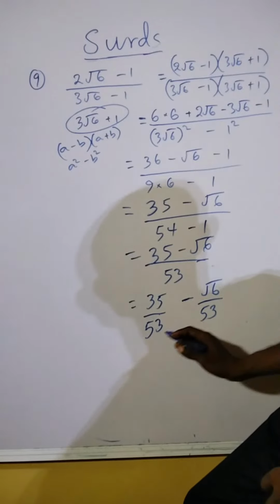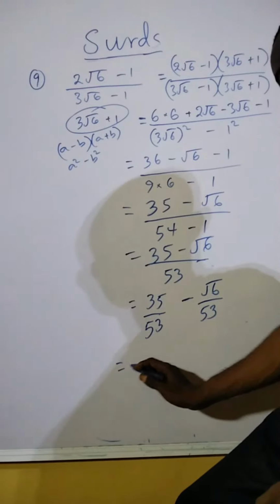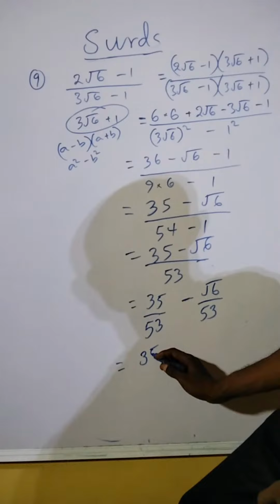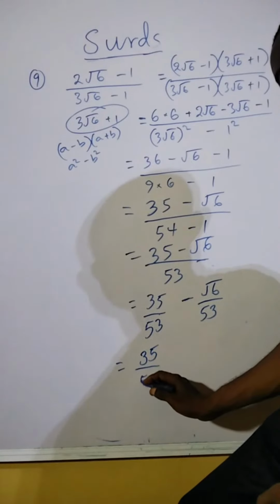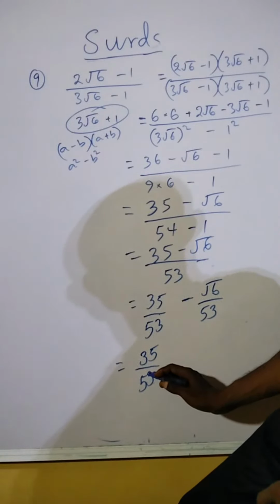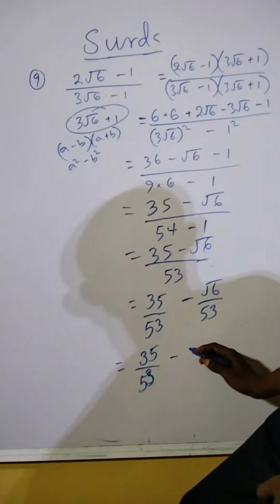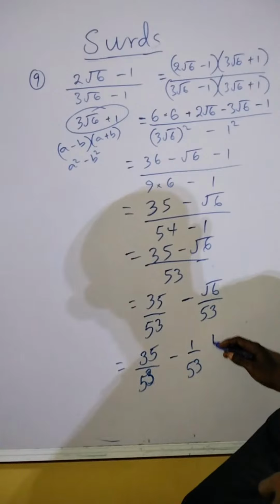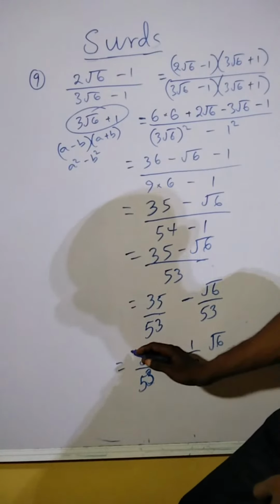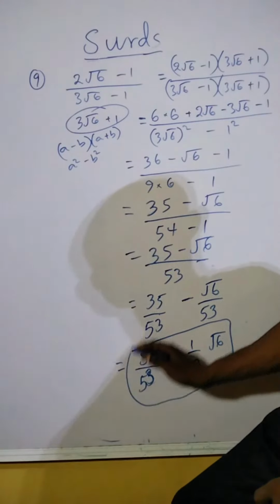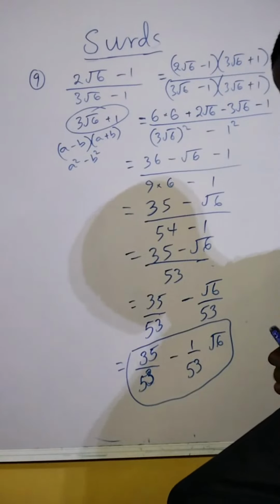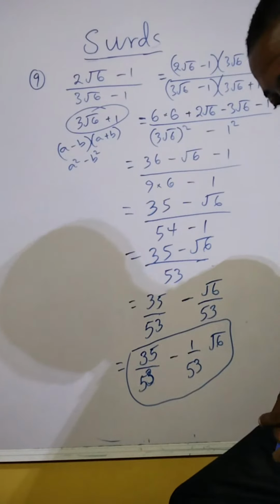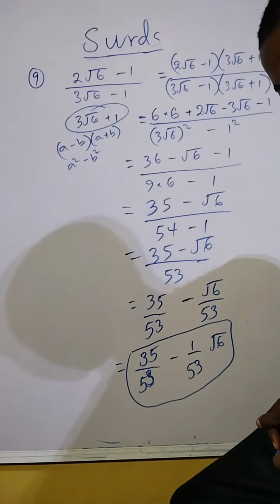Or you might say you have 35 over 53, then minus 1 over 53, then root 6. So we still have the same thing. I mean, we have already simplified this given problem.